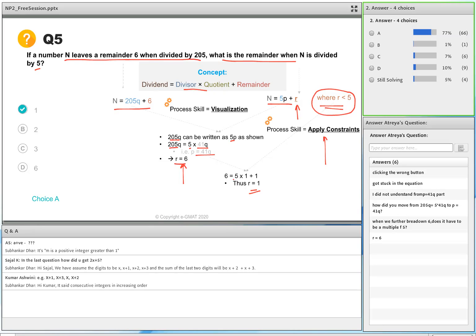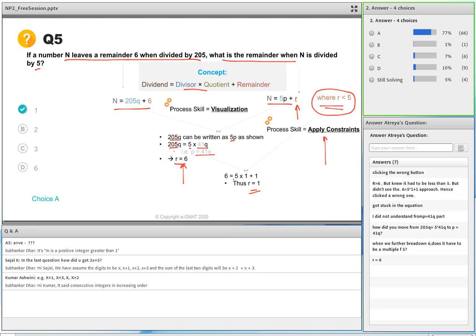Okay, so I have a question here on how I moved from 205q equal to 5 times 41q to 5p being equal to this. So basically what I'm trying to do again is the same. I am trying to equate and visualize these two equations, trying to write the first equation in terms of the second equation so that I can reach the value of r here. So in the first equation, what do I have? I have 205q, so I need to write it in terms of 5p. The moment I write it in terms of 5p, I'll get the value of r. So that is the reason I divided 205q by 5 to get the value of p to be equal to 41q.